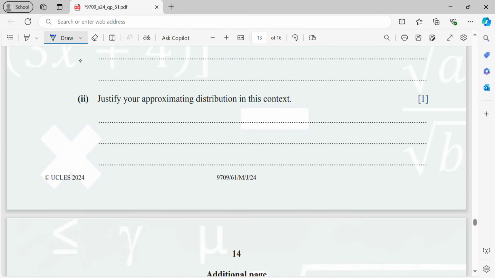Okay, now part 2, justify your approximating distribution in this context. So very simple, just write down that the n value, which is 365, is greater than 50, and the np is 3.65, which is less than 5. So this will be your justification. Therefore, Poisson approximation to binomial.